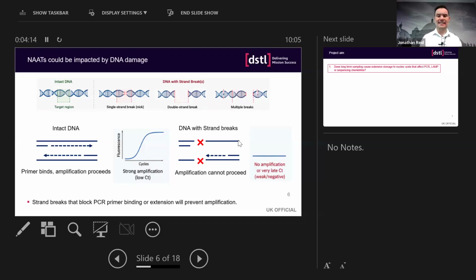In the instance where DNA damage has occurred, for example, through a single strand or double strand break, these breaks may prevent the binding of either the primer or the probe, or prevent the extension taking place, and therefore prevent amplification. And in those instances, you don't see that amplification, and therefore potentially could see a false negative.